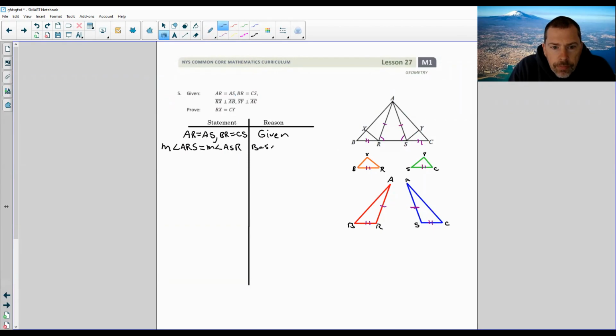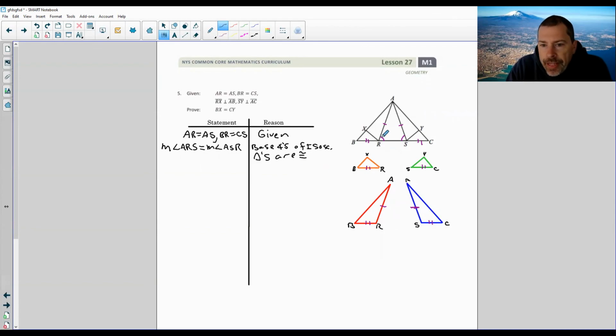Base angles of isosceles triangles are congruent. Okay? These angles are not in any of these triangles. This R is way over here, and this angle would be right here, and here is what we're talking about when we explode the diagram. So they're not in either of the triangles.